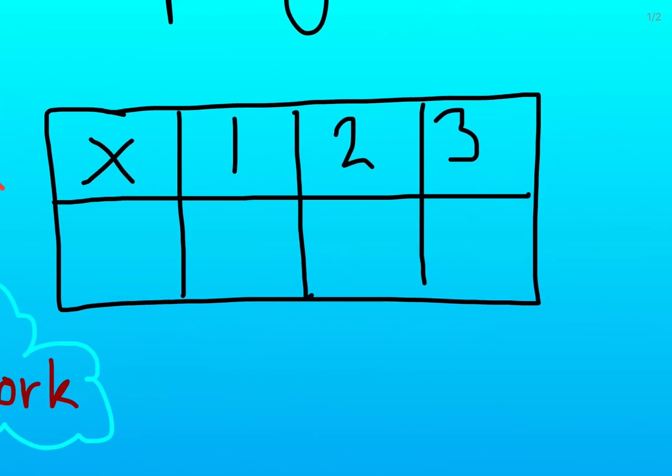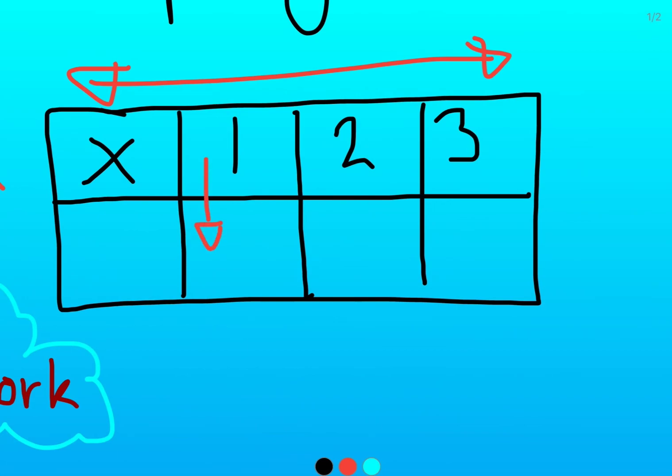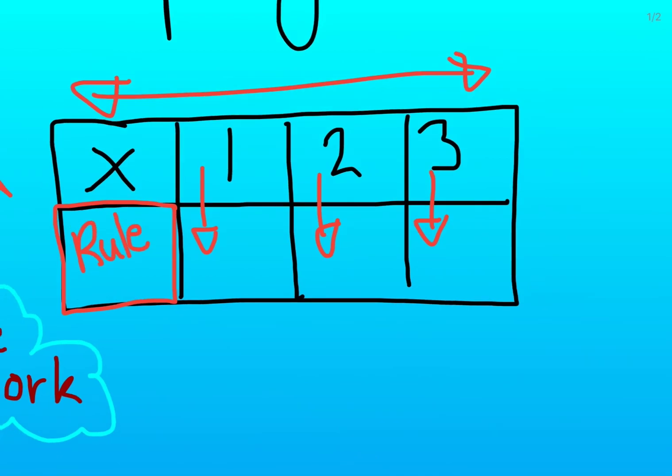Or the same exact information, but they're going to show it to you horizontally. It's going to go in a 1, come out a what, go in a 2, come out a what, come in a 3, come out a what, and this box over here is commonly where you're going to find your rule, or you're going to put your rule.